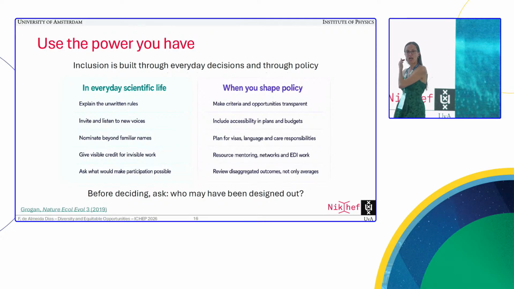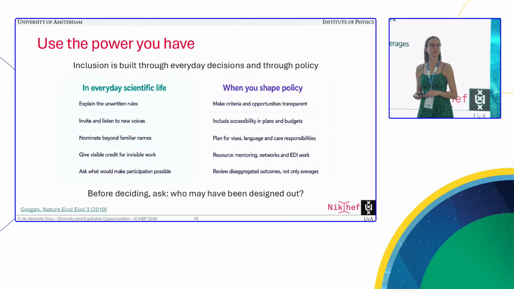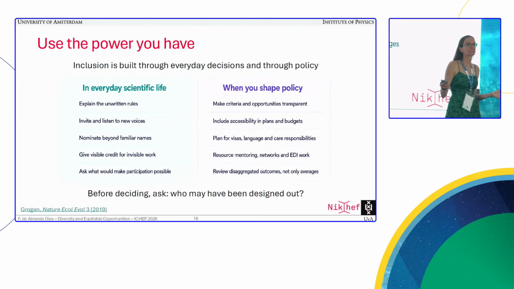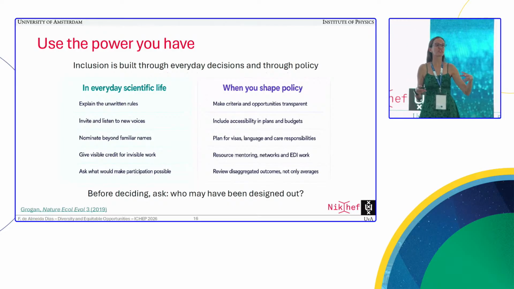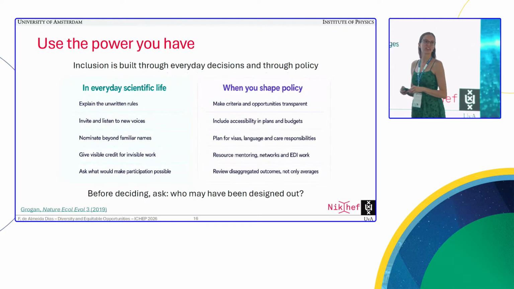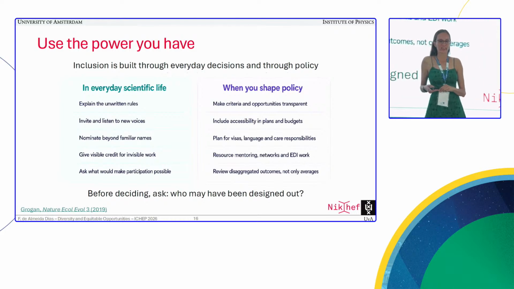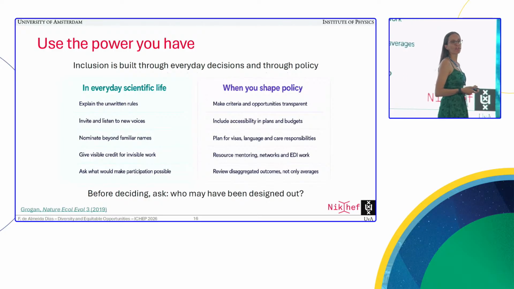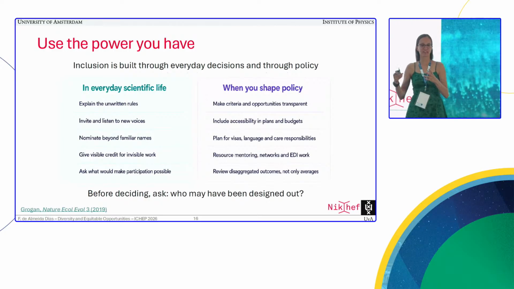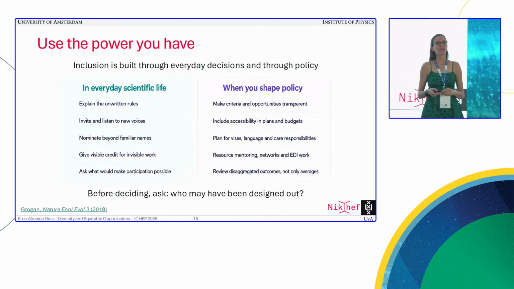Everybody here has some power, some of you in some sphere of influence. Some of you will perhaps be just a master's student to supervise. Some of you are heads of institutes, laboratory directors. And everybody can do small things in their daily lives, which I have listed in here, to make things more inclusive.